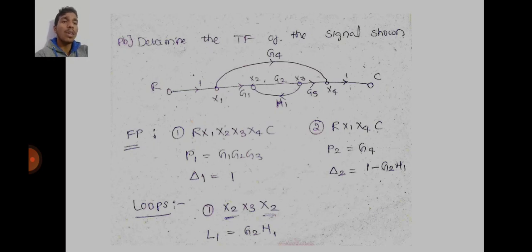So after removing the forward path R, x1, x4, C, we have a loop formed, that is G2 H1. So 1 minus G2 H1 is del 2, and here we have only one loop, that is x2, x3 and x2 itself, and it has the gain of G2 H1.